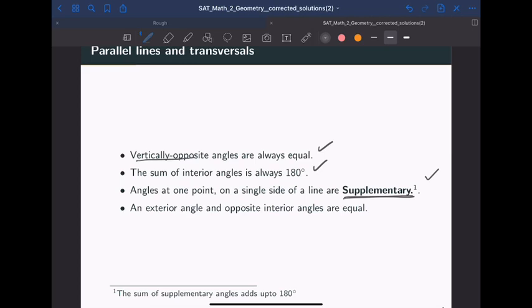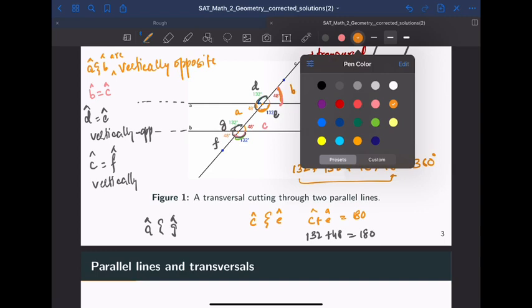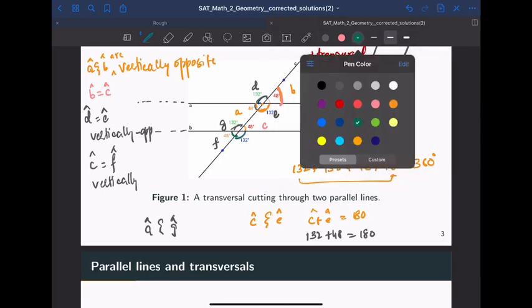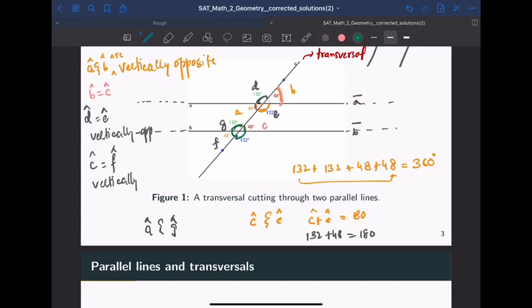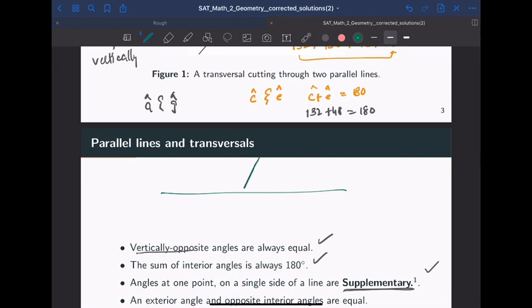What are supplementary angles? Supplementary angles are these two angles. Wait, I'll use a different color. These two angles are supplementary angles. 48 and 132. Correspondingly, 132 and 48 over here are supplementary angles. What I mean to say is that if you have a single line and an angle, let's say A over here, and another angle B over here, then these two angles are supplementary in the sense that A plus B equals 180.